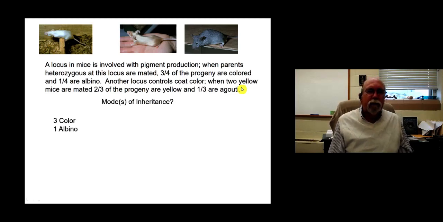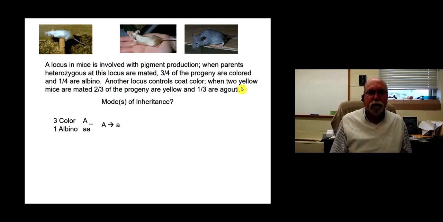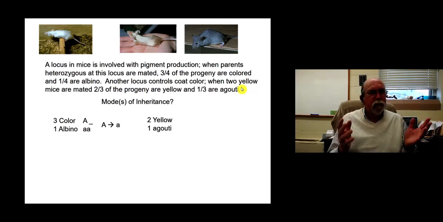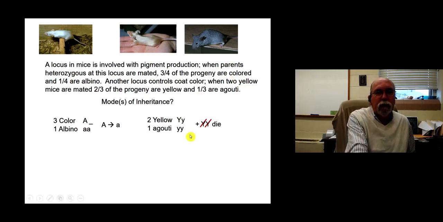Well, a 3-to-1 albino, that's simple Mendelian, right? We can write big A's or big B's, whatever we want. That's simple Mendelian. So color is dominant over absence of color, or albino, right? Now we've got 2-to-1. Where does the 2-to-1 ratio come from? The 2 is always associated with the hets, and the other one, the Goodie, is associated with a homozygote.